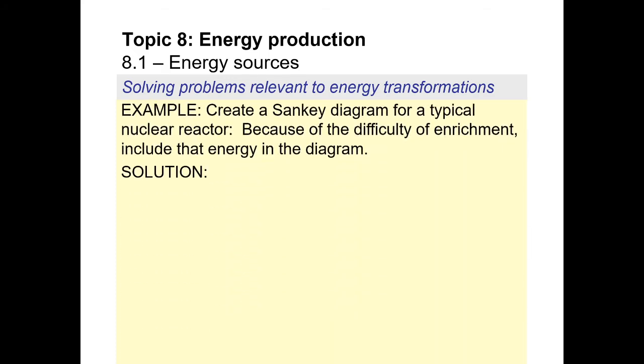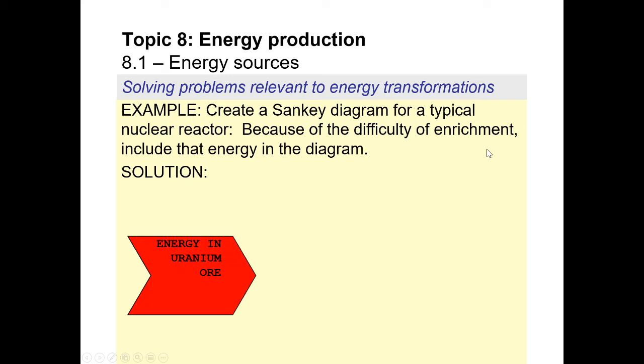Now, let's look at the Sankey diagram for a typical nuclear reactor. Now, it says here, because of the difficulty of enrichment, include that energy in the diagram. Now, you don't know what enrichment is yet, but it is a process used to obtain a certain density of the required uranium for nuclear fission. We are going to be talking quite a bit about enrichment over the next couple of slides. All you need to know is that it's a very expensive and slow process, and it's very time consuming, but it uses a lot of energy. So it should be part of this Sankey diagram.